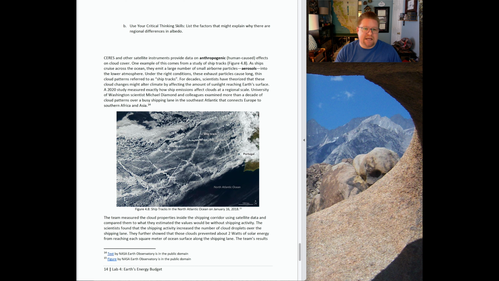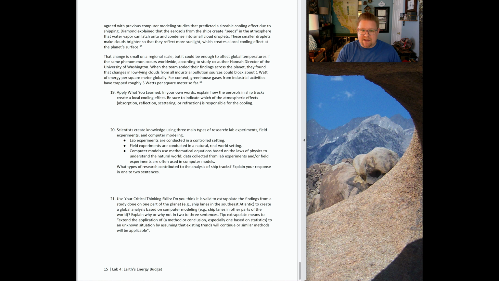And that's what this is taking us through, which brings us to our last page, which is having you apply what you learned and in your own words explain how aerosols and ship tracks create local cooling effects. You'll work through those elements. Questions 20 and 21, again using those critical thinking skills, using the imagery and things found within remote sensing, and trying to apply the physical hard science numbers to things that we have observed in our landscape.